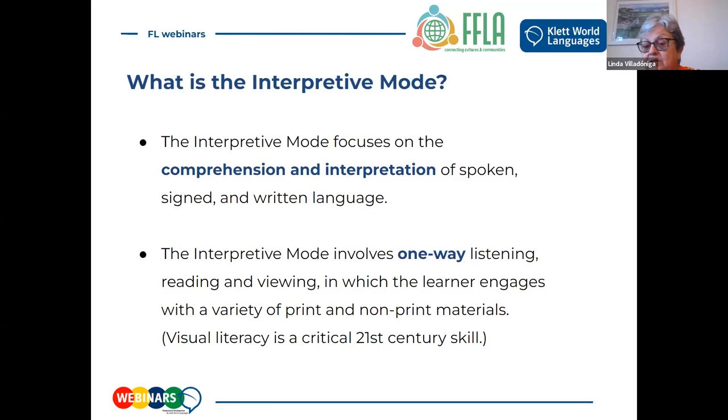And by visual literacy, we're talking about infographics, graphs, pictures, charts, and that kind of thing. Very important because we're finding that students sometimes are not able to interpret what they see. They can interpret what they hear, they can interpret what they read, but they sometimes have difficulties interpreting what they see. And yet, to me, those are the easiest things to interpret.